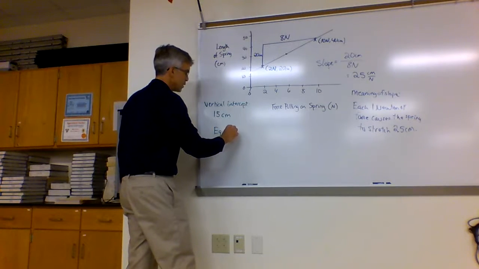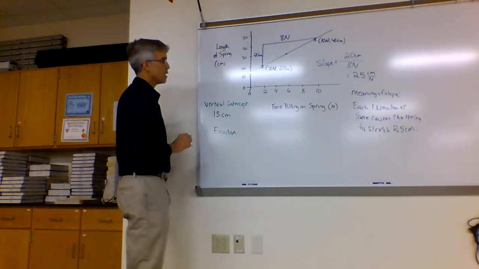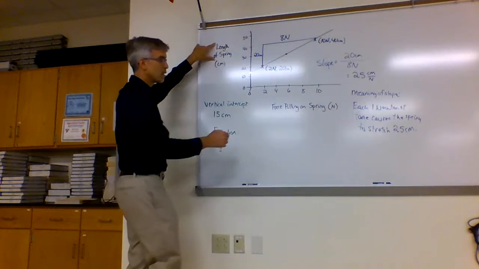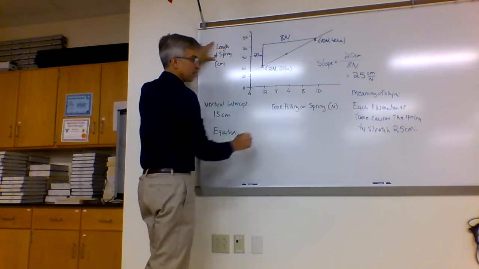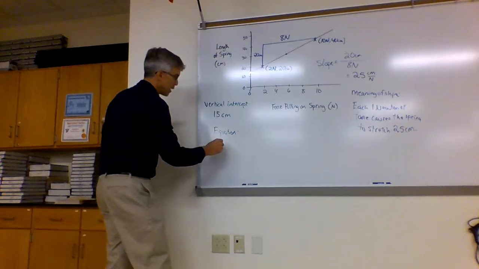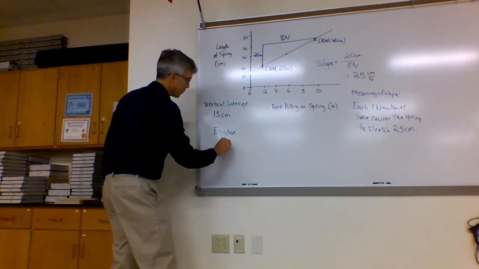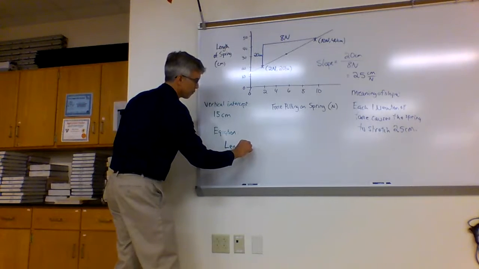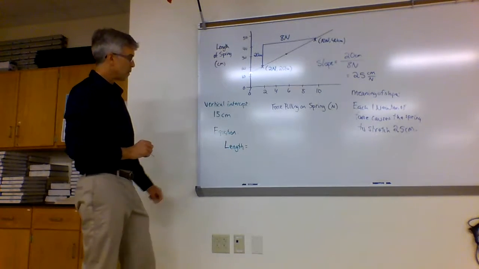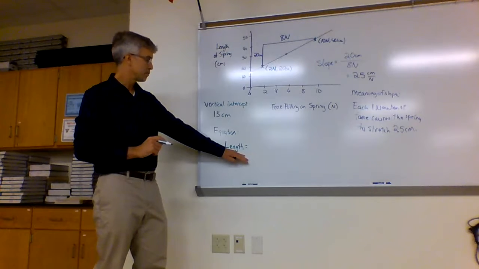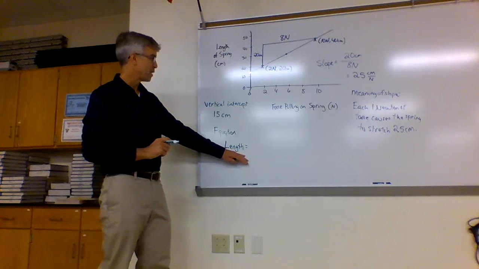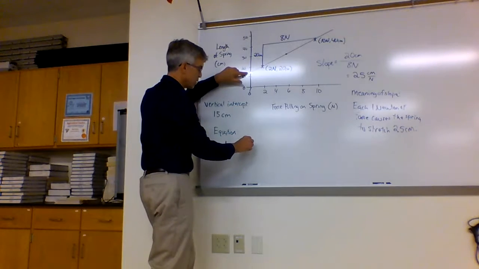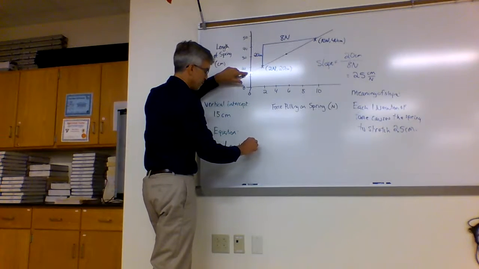So my equation is going to relate my two variables, length of spring and the force pulling on the spring. So I'm going to start with my dependent variable, and I'm just going to write length instead of length of spring. All right. So the length has to equal something, and the length starts at 15 centimeters. So that's where I'm going to start.